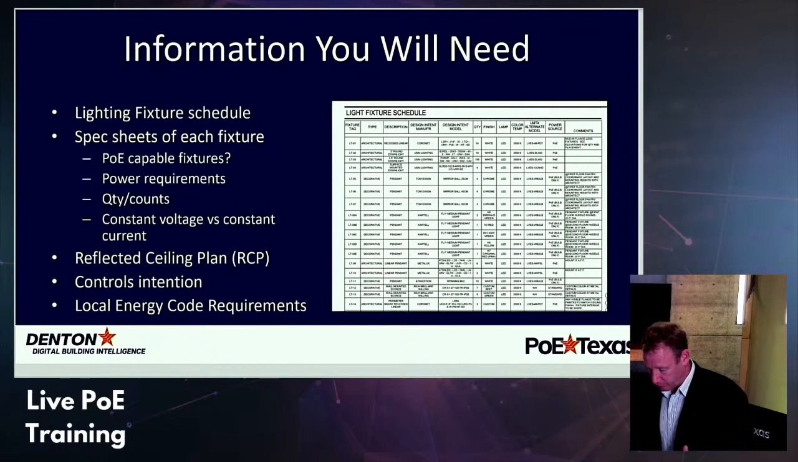You need the reflected ceiling plan. And then what is the control's intention? What do you want to have controlled by a specific wall switch or an aux sensor? Which group of lights are part of this room? And then what are the local energy requirements? Are you in California and you have California Title 24, or do you have an ASHRAE standard you need to comply with, or is it just user preference?